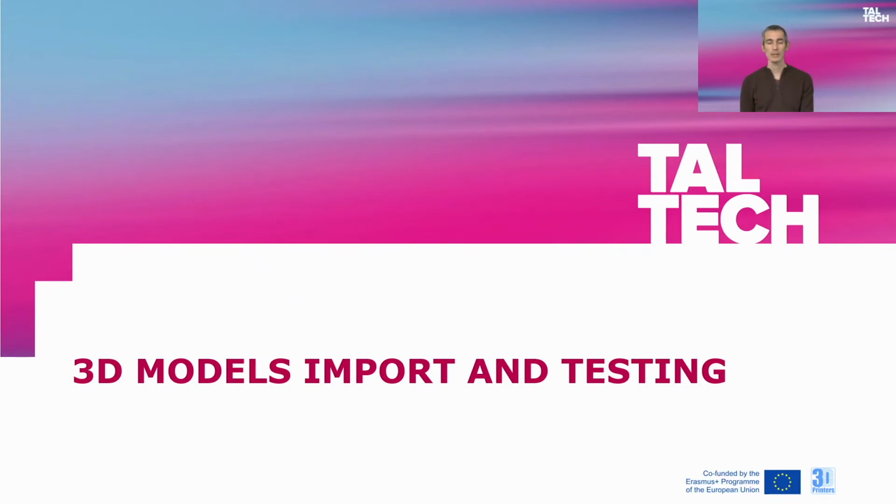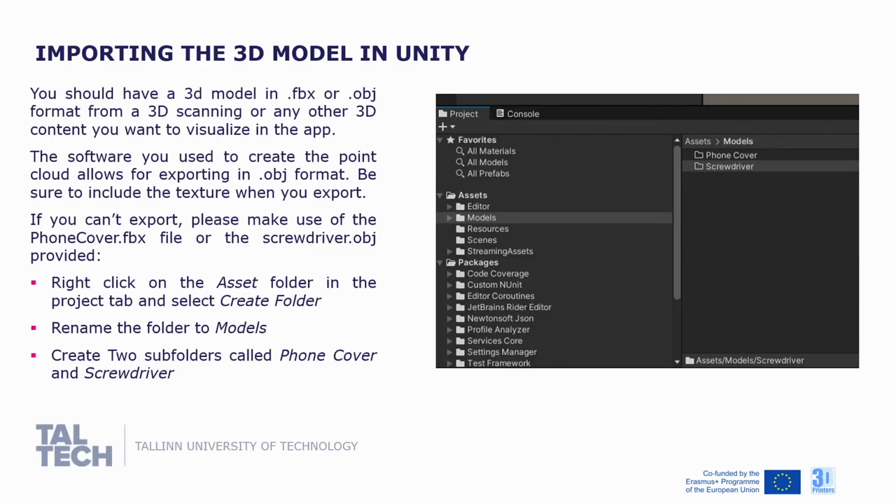Let's import some models now and test our application. To be able to do so, you will need some 3D models in FBX or OBJ format, which you previously prepared with a 3D scanner or with a 3D modeling tool. The software you used for sure is able to export the models in OBJ format. Just be sure to include the texture when you do.